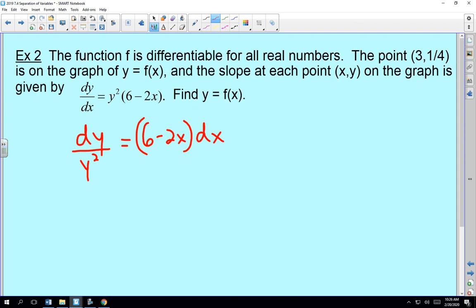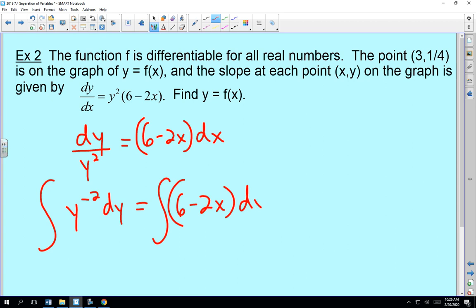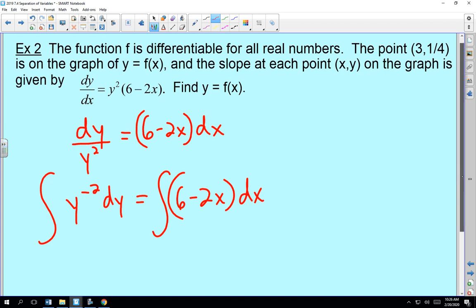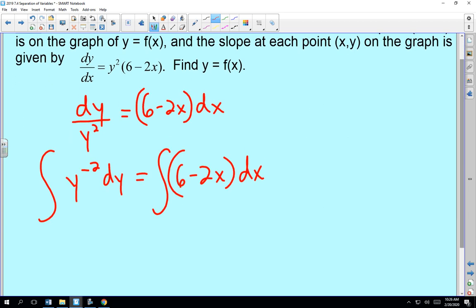And then you're going to integrate each side. So I'm going to rewrite this as the integral of y to the negative 2 dy. This is the integral of 6 minus 2x dx still. Alright, and what's the integral of y to the negative 2 dy? Going the wrong way. You're going to add 1 to the negative 2. So y to the negative 1 divided by negative 1. So just negative y to the negative 1.